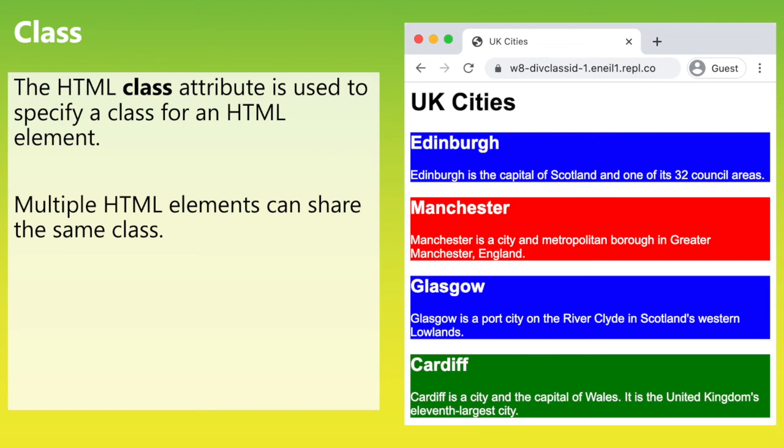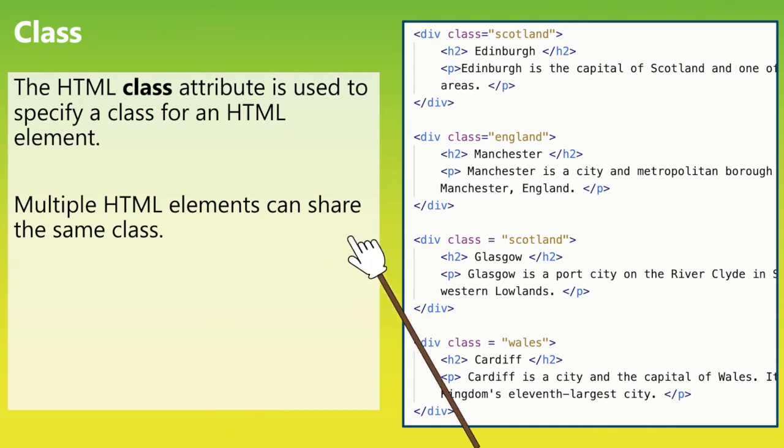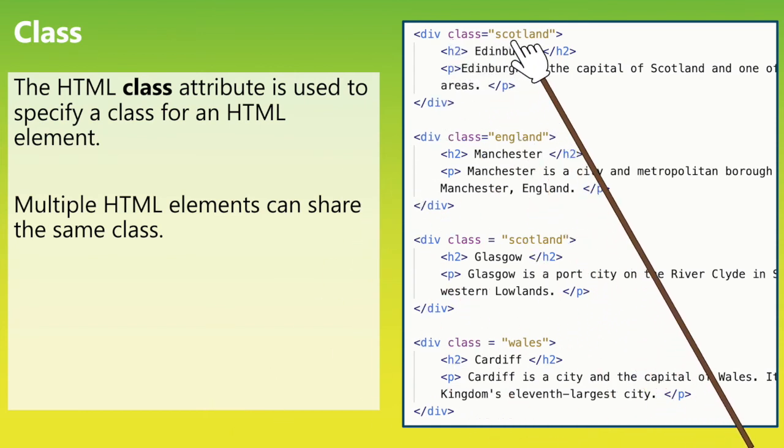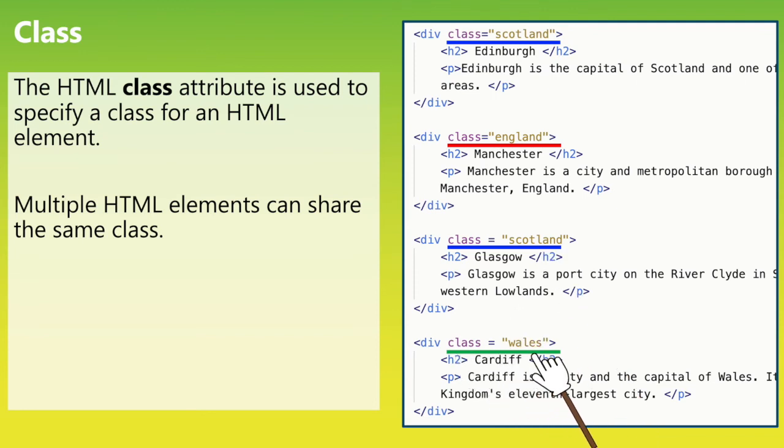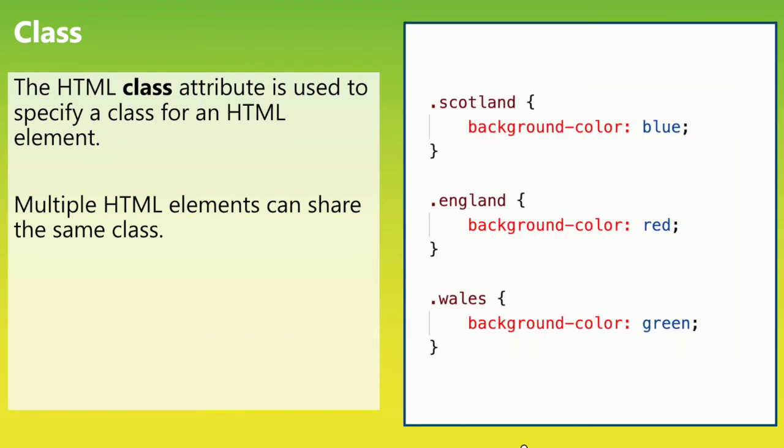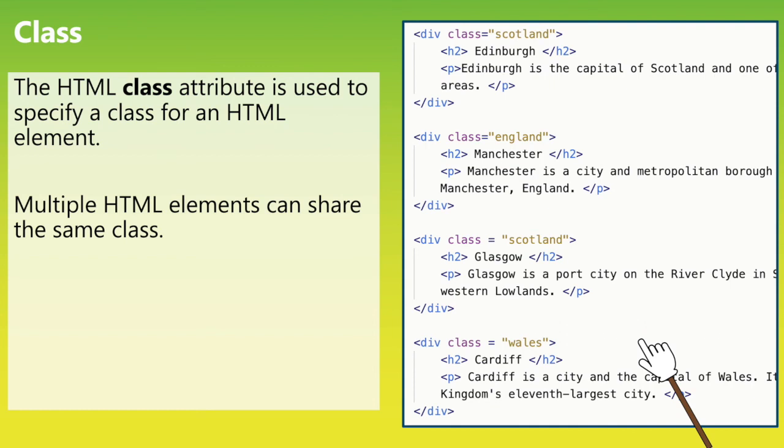If we look at the HTML for this document, you'll notice that we have taken the div and we've added a class called Scotland to it. Just like for Manchester, we've added a class called England. For Glasgow, we've added a class called Scotland. And for Wales, we've added a class called Wales. Within the CSS for this document, we then specify how we would want each class to be defined. We specify that we're talking about a class by using a full stop and then the name of that class. So the class Scotland has a background colour blue. The class England has a background colour red. The class Wales has a background colour green. And that gives us this page here.